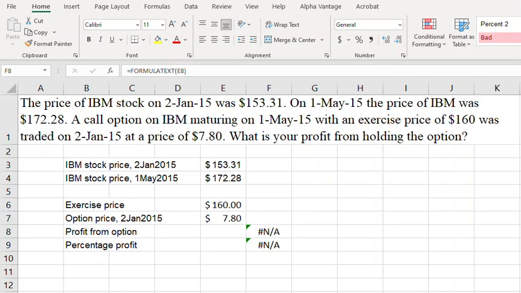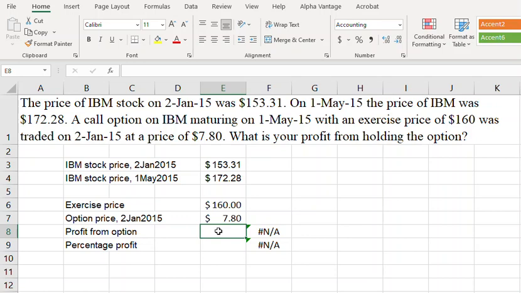So what this means is, in January, someone bought a call option, and that call option gives them the right to buy shares of IBM for $160 on May 1st in the future. So considering the price went up to $172, buying at $160 is rather attractive. So first what we want to do is calculate the profit from the option.